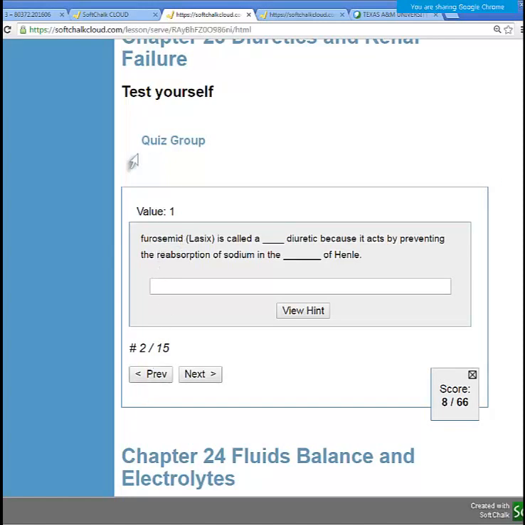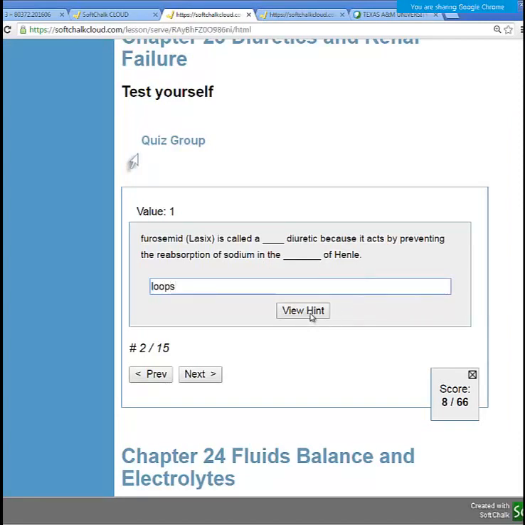Furosemide, let's see, that's spelled incorrectly. Sometimes it's difficult to find all the little errors. So furosemide or Lasix is a loop diuretic. It's a loop diuretic because it acts by preventing the reabsorption of sodium in the loop of Henle. There are 2 blanks, but they're both the same answer.